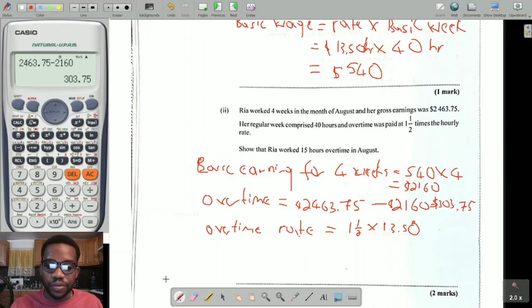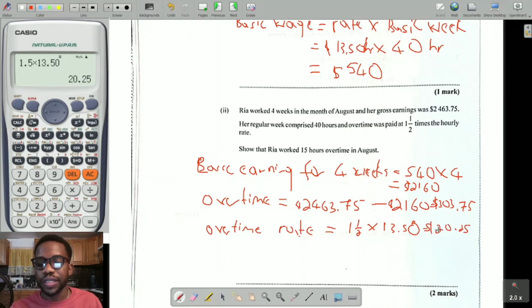Alright, once again, one more for the calculator. So I'm going to have 1.5 times $13.50. And this is equal to $20.25.